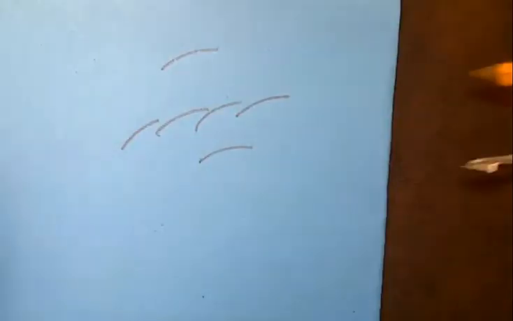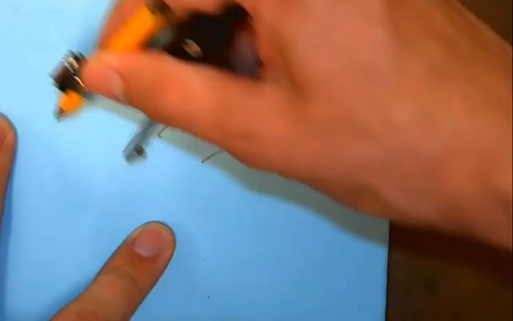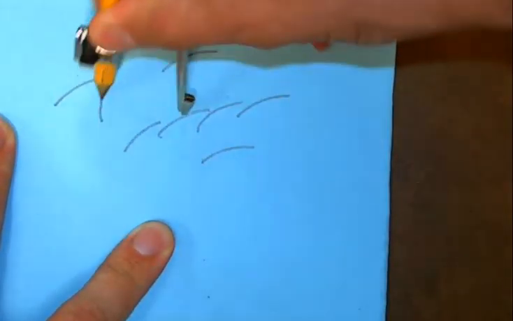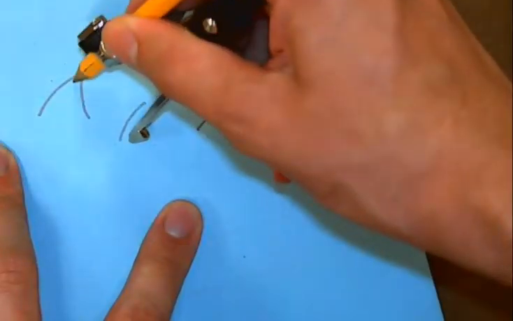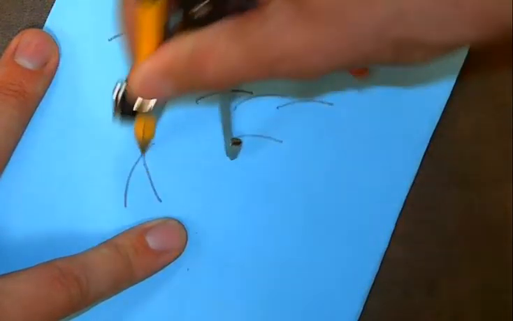Okay. So, what I want you guys to do now is make an arc and then cross the arc with another arc. So, like this, and then like this. Okay? Like two X's.